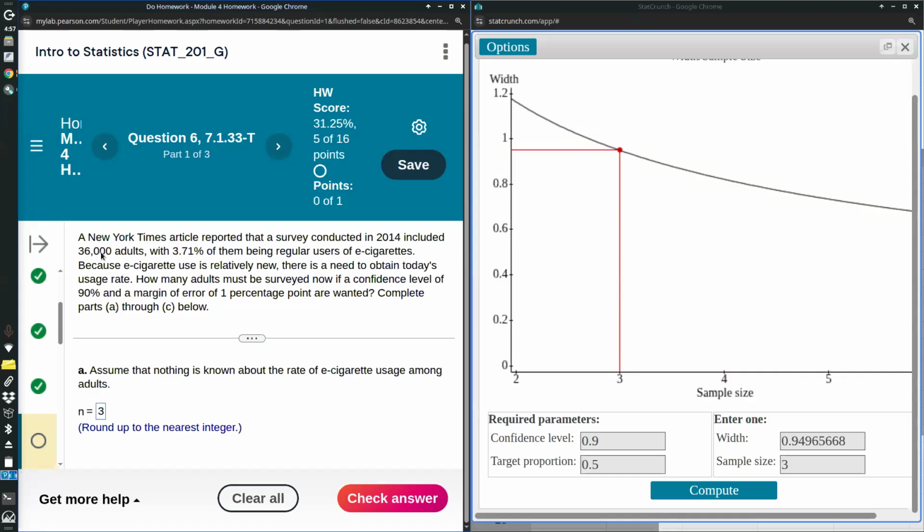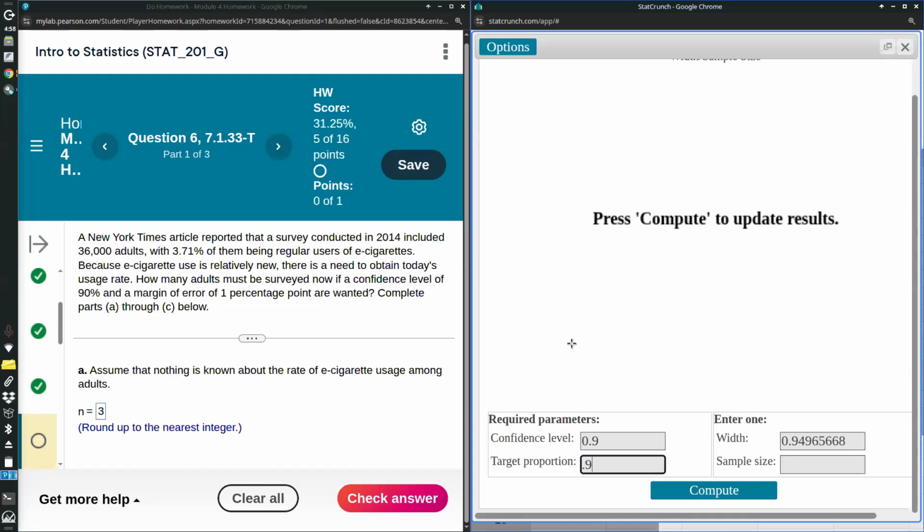So this result is based on 36,000 adults. That doesn't have anything to do with ours. We're trying to figure out how many we actually need. The target proportion maybe is not 0.5, but maybe we do 1 minus 0.371, which is 96.29 or 0.9629.